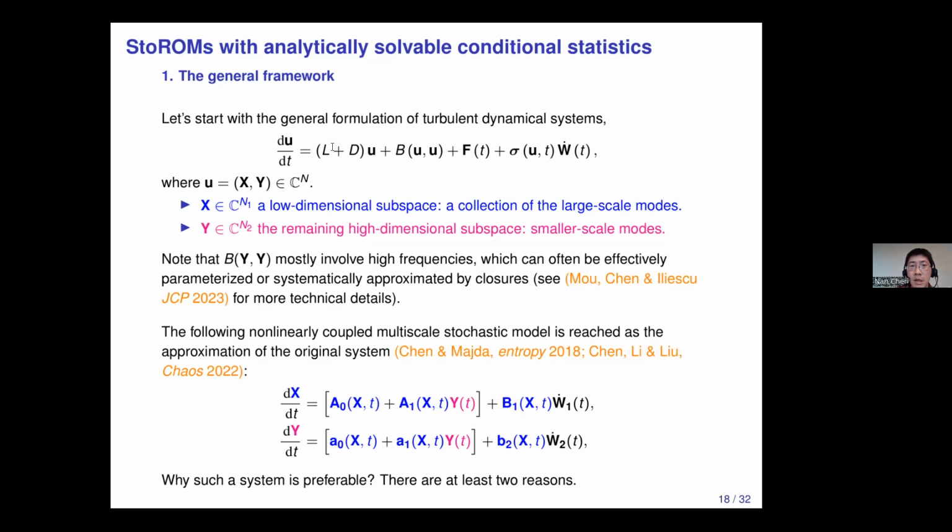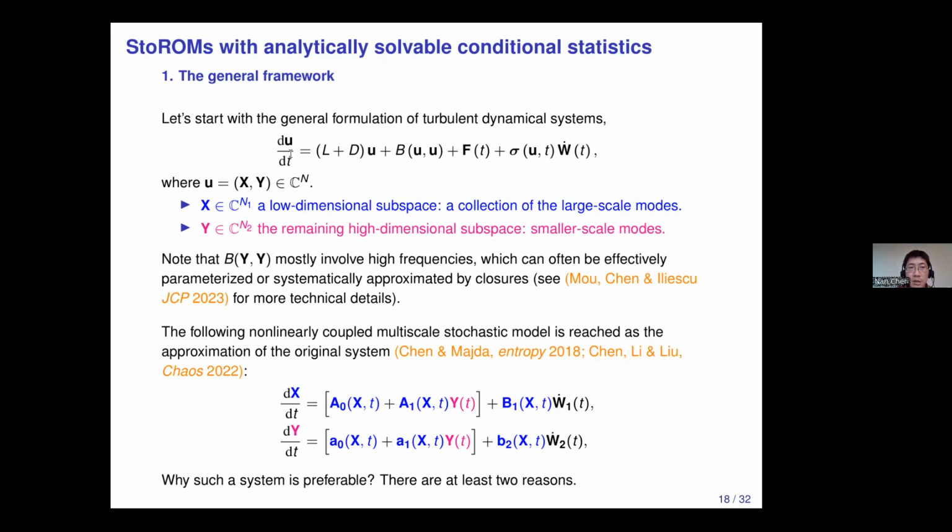So L is negative definite, and the D is skew symmetric. This F is a forcing term, and this sigma U W dot will be some noise. With or without them doesn't matter too much for now. And this B(U,U) is a quadratic nonlinearity. Again, it can describe advection or other nonlinear features.